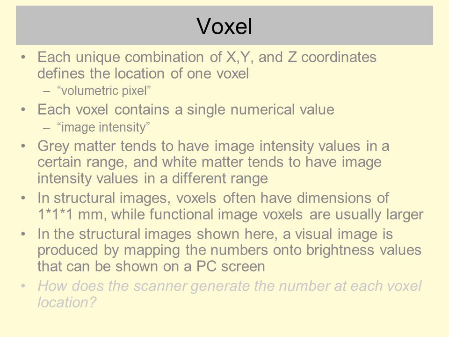So how do we get to see these things on our computer screen? Well, it's just an arbitrary mapping of the values of image intensity at each voxel onto a value of brightness on the computer screen. What we're going to do in the next section of the lecture is look at exactly how the scanner generates that value of image intensity that we've got at each voxel location.